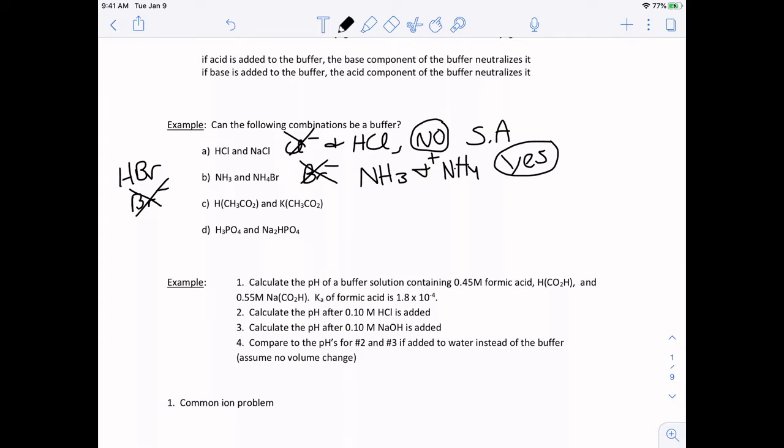How about C? I have acetic acid and potassium acetate. What are you thinking? I don't care about the potassium. The acetate ions are the conjugate base. And then the question is, is acetic acid strong or weak? Hopefully you're saying weak. So we do have a buffer solution.